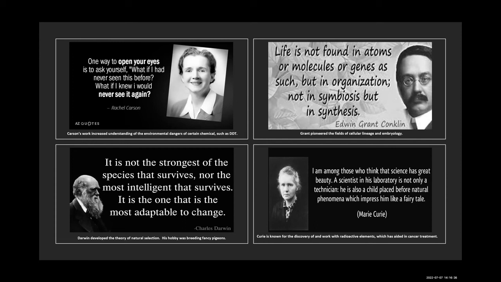Then we have Darwin at the bottom. It's not the strongest of the species that survives, nor the most intelligent that survives. It is the one that is most adaptable to change. A lot of people like to credit Darwin and his theory of natural selection with the concept of survival of the fittest, but what he meant by fittest wasn't the strongest or most intelligent. It was the one that was most adaptable to change. And he actually had a hobby of breeding fancy pigeons, which is my favorite Darwin fact.